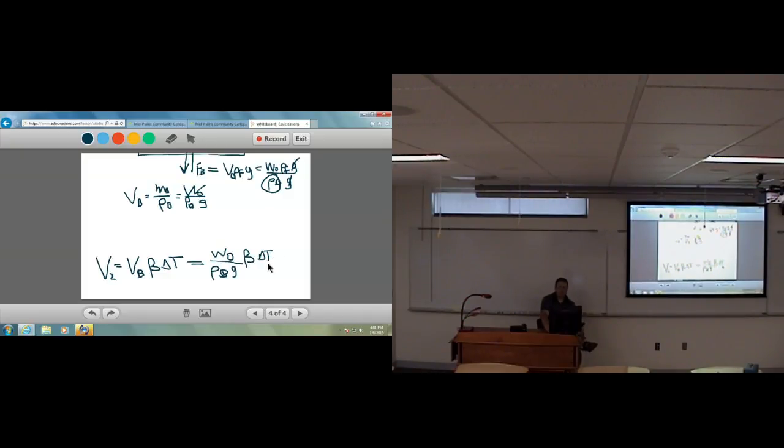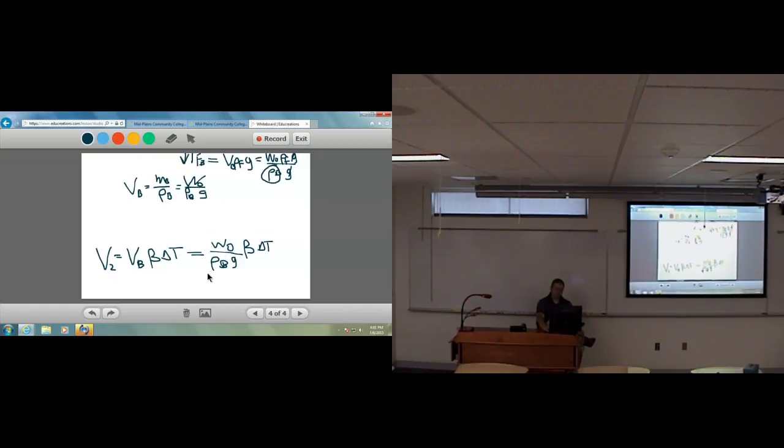And that means the buoyant force on the second one, we'll call it force 2, is going to equal this one times rho F times g. So the g's are going to cancel, and we end up with weight times beta times delta T times rho F all over rho B, right? So now that's our second buoyant force.